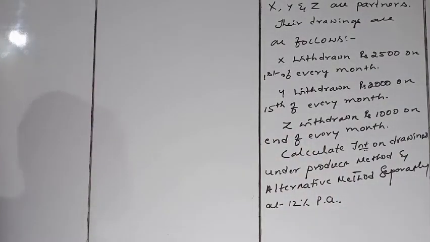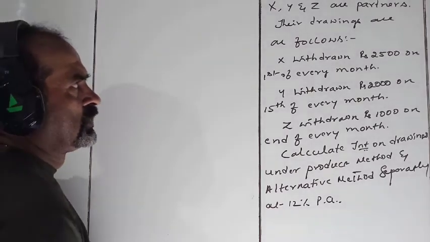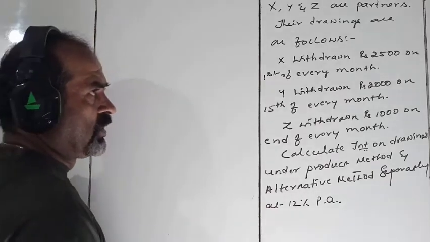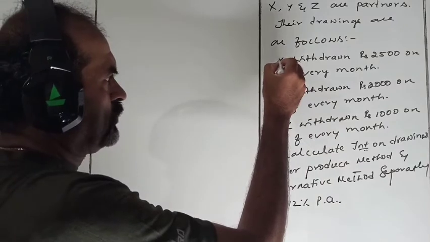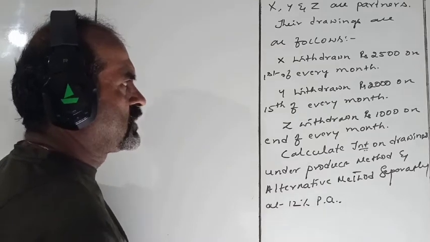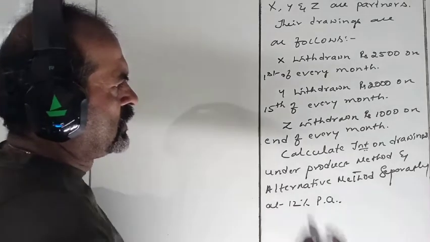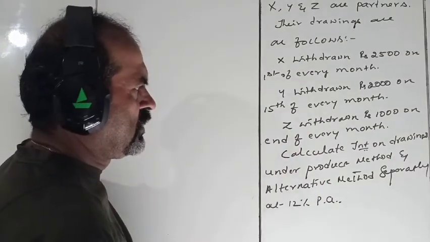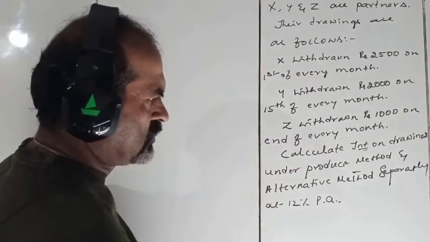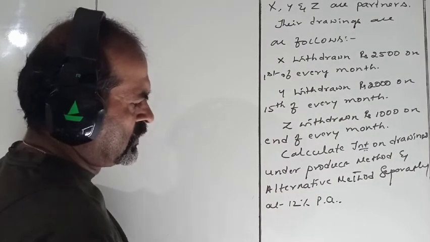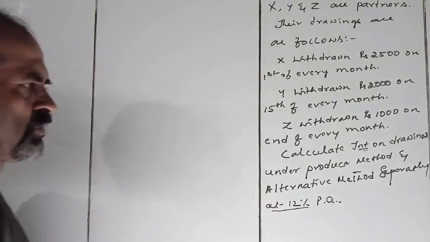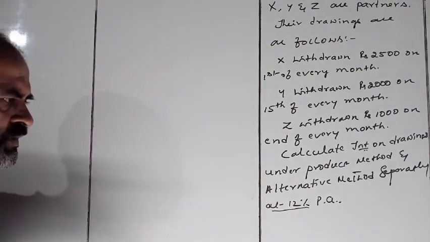Right? It is a problem. The three partners are X, Y and Z. Their drawings are given below. X withdrew rupees 2500 on the first of every month. Y withdrew rupees 2000 on the 15th of every month. Z withdrew rupees 1000 on the end of every month. Calculate the interest at 12% per annum under product method and alternative method separately.